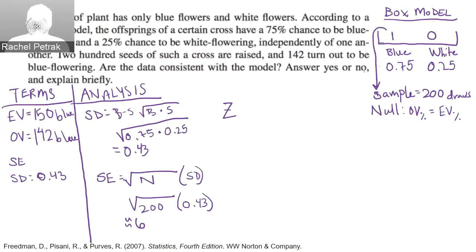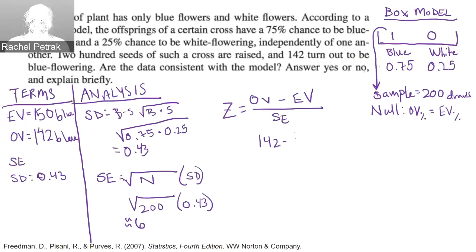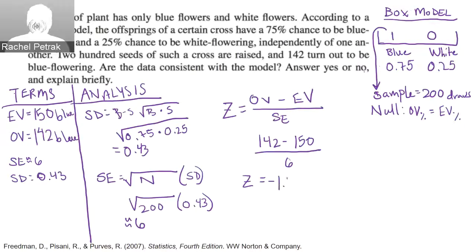So now we can go forth with our z-test: our observed value minus the expected value over the standard error. Observed is 142 minus the expected 150, over the standard error, which we know is about 6. And our z is approximately 1.3. Negative 1.3. Thank you.